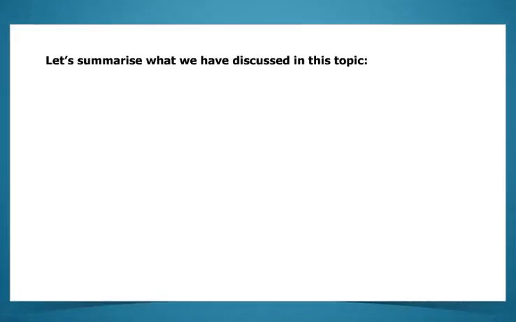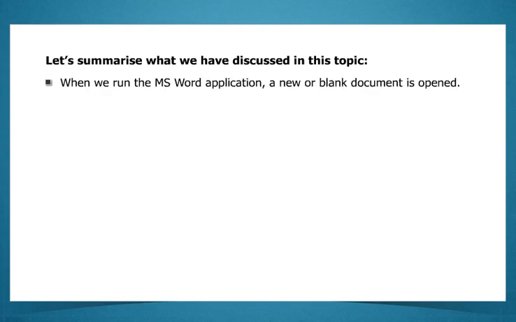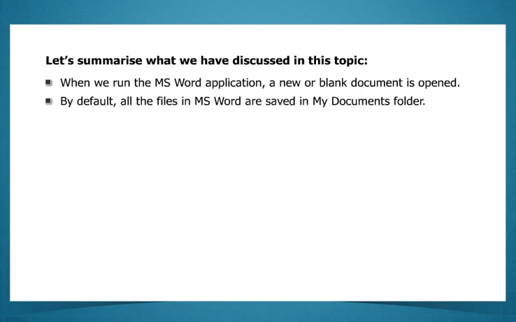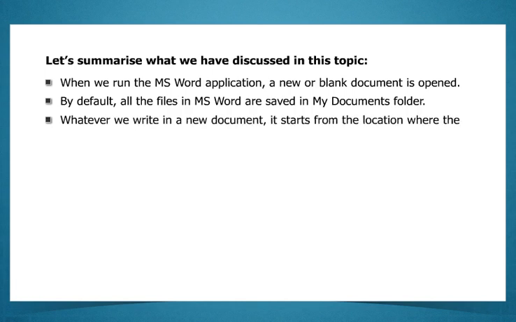Let's summarize what we have discussed in this topic. When we run the MS Word application, a new or blank document is opened. By default, all the files in MS Word are saved in My Documents folder. Whatever we write in a document, it starts from the location where the cursor is blinking.